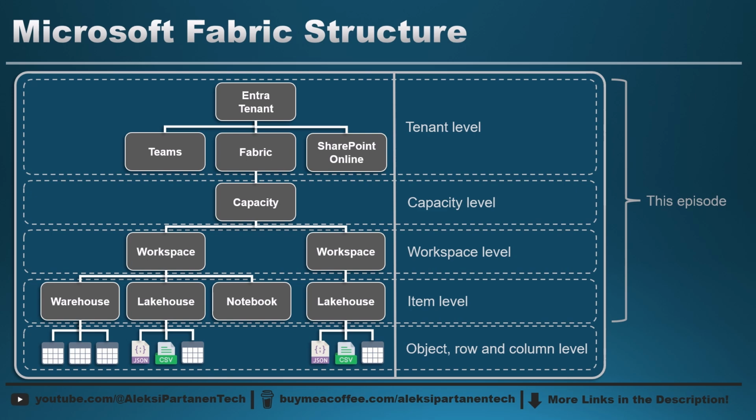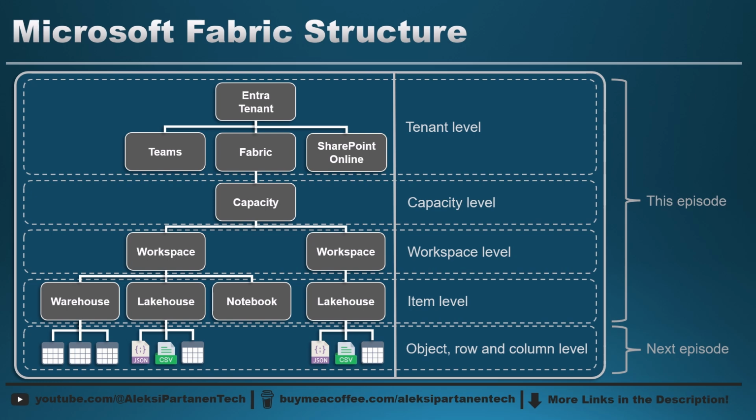In this episode, we are going to focus on how access control works across different levels of Fabric. We will start at the top with the tenant level and then move through the capacity and workspace level, and finally we will reach the item level where you can create things like lakehouses, warehouses, and notebooks. In the next episode, we will go even deeper and cover more granular access control features on object level. That includes object level permissions, row level security, and column level access.